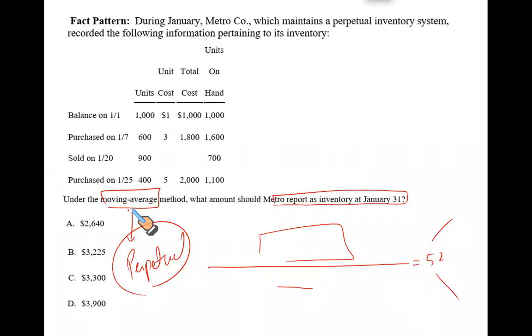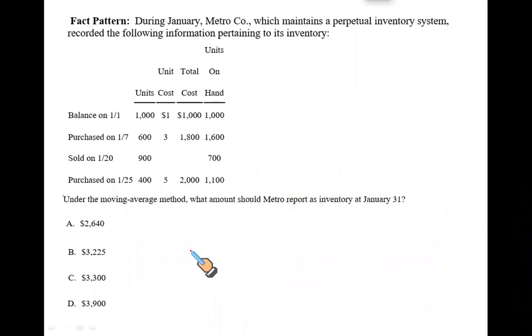But in this question, you are required to calculate the value of closing stock using moving average, and moving average is used in perpetual. Now, what is perpetual? You will see. Every purchase and sale revises your inventory records and revises your cost to be used in calculations.